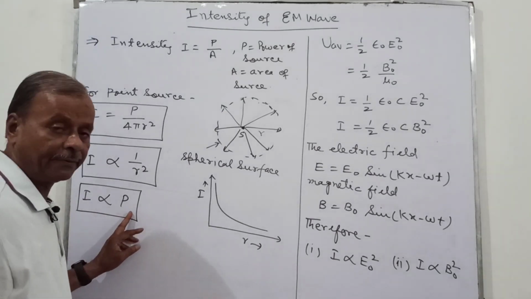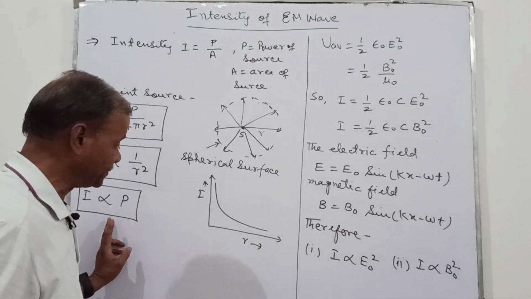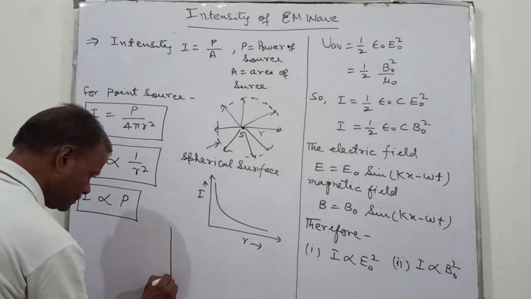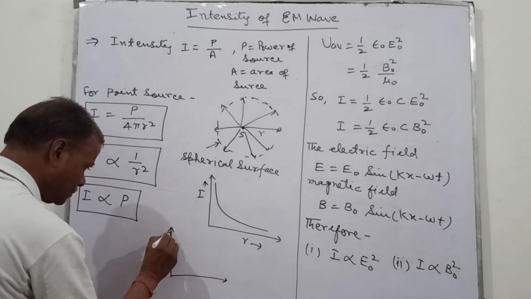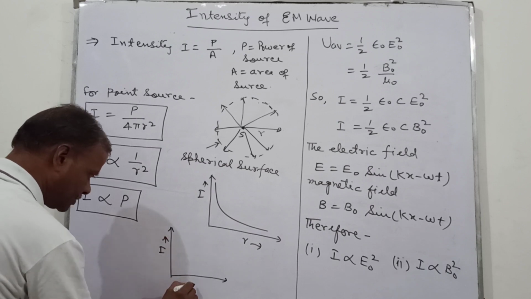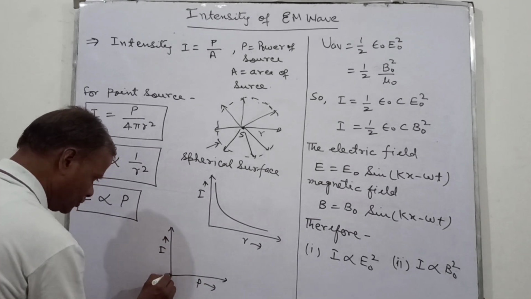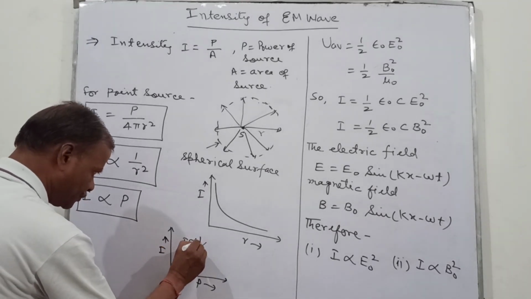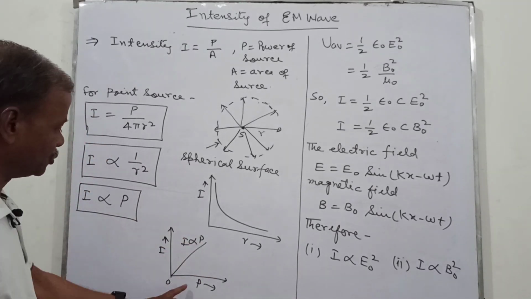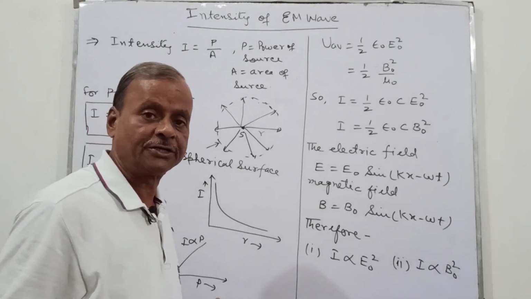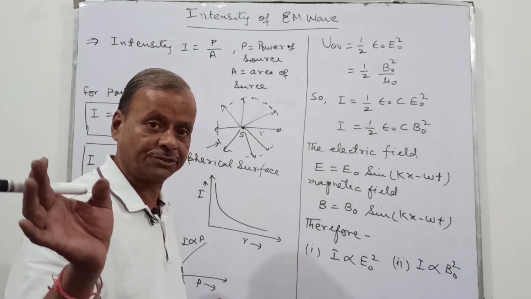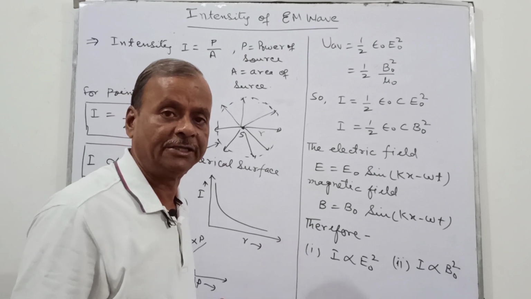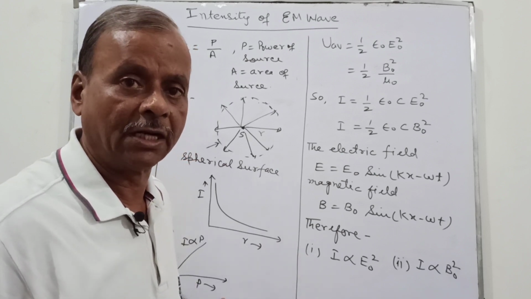Larger the power of the source, larger will be the intensity. So now we can have the variation like this. This is now I, this is now your P. So this is a straight line. This I is proportional to P. This shows that for different sources, as the power of the source increases, the intensity of the electromagnetic wave emitted by the source will also be large.